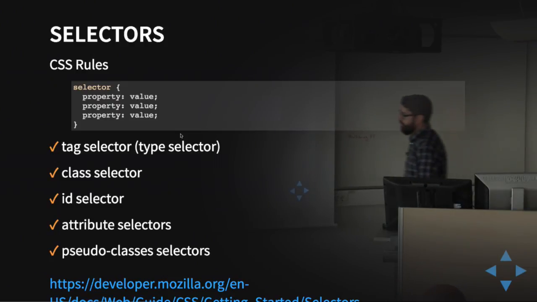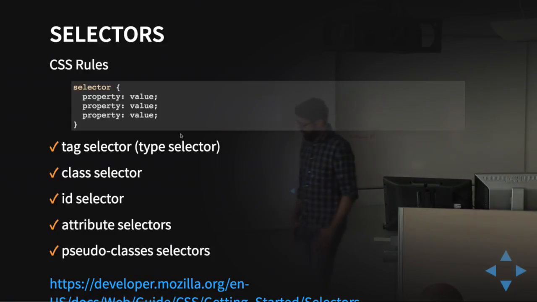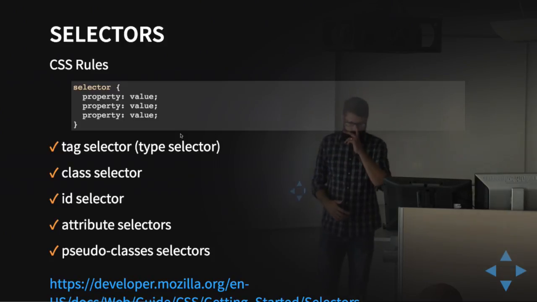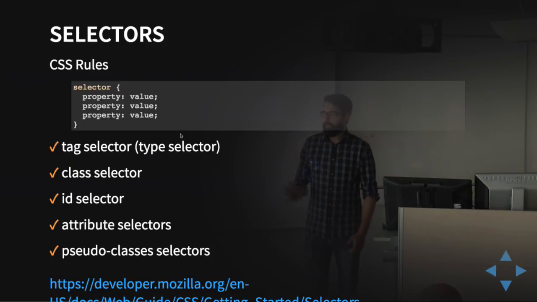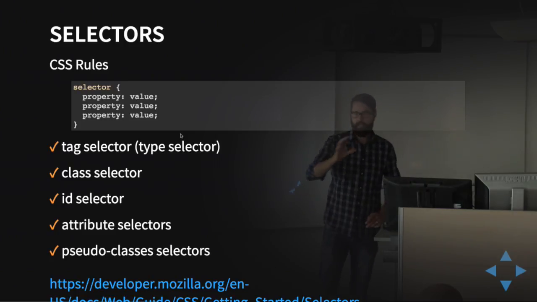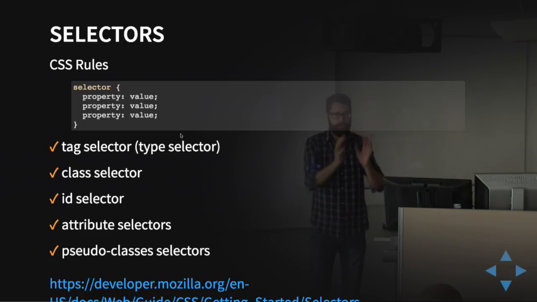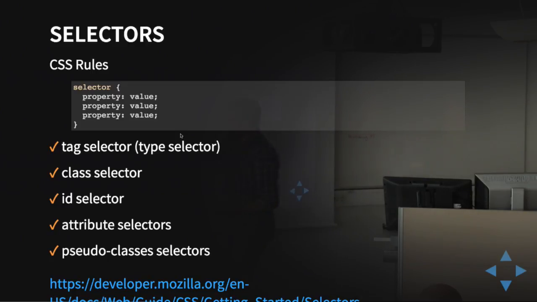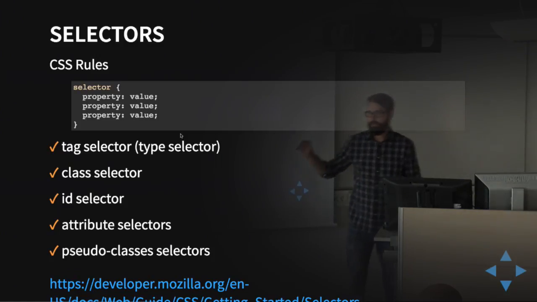So the most typical one is the tag selector. It's sometimes named the type selector. We saw an example, the H1. We have something called class selectors. Those are good when you want to point out certain parts of the page or certain areas of the page. We have the ID selector. That is good for selecting one single object on the page.